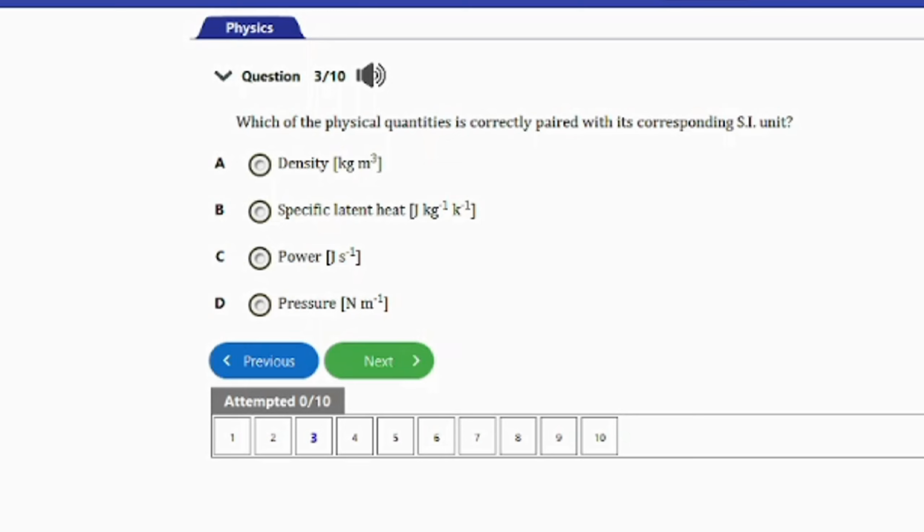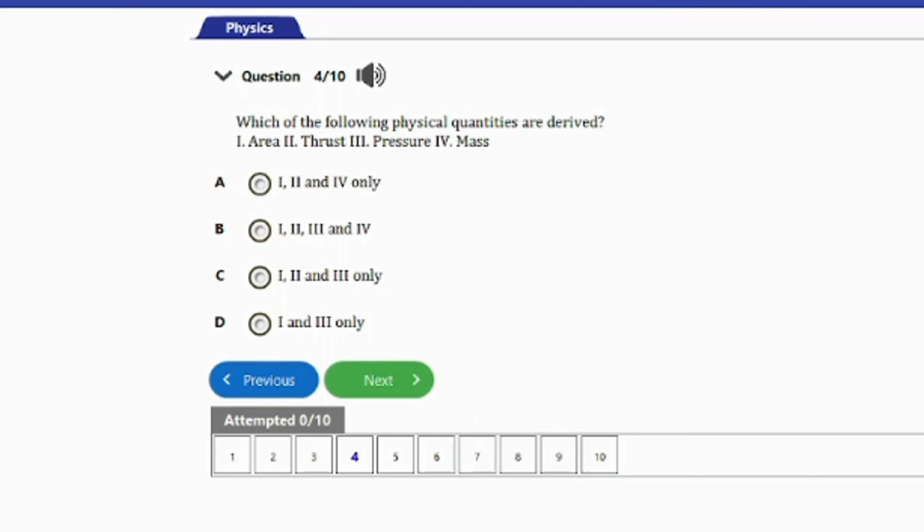So guys, the correct answer to this question is option C. That's joule per second, because power is actually work over time. So work is in joule and then time is in seconds, and that's joule per second. And that's it for this question. So let's go ahead and consider the next question, guys. So that's question number 4 here.